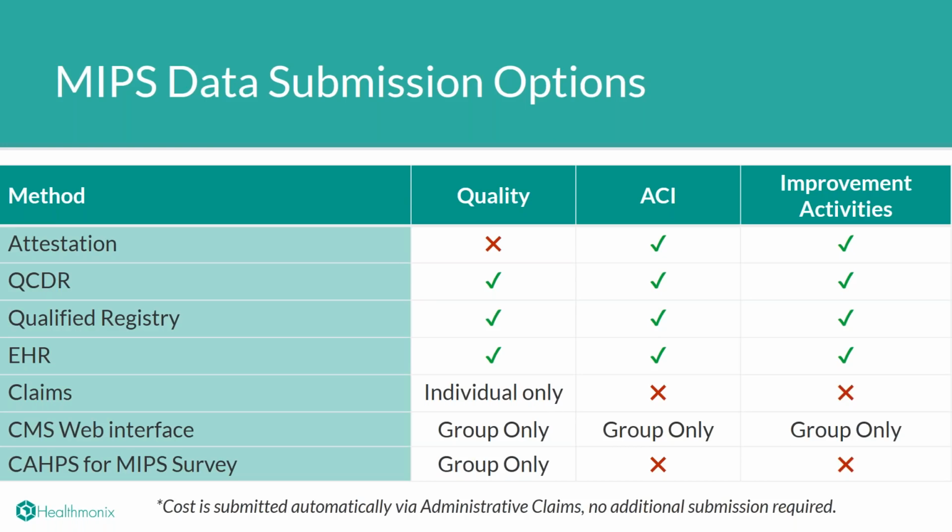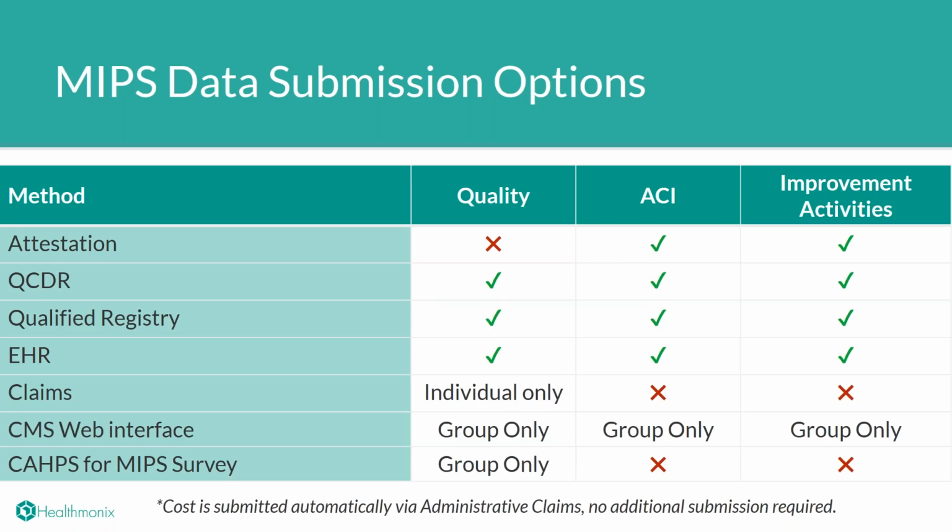For the QCDR reporting, or Qualified Clinical Data Registry, as well as Qualified Registry, which is what we are as Healthmatics, and EHR reporting, each will be able to report on all three performance categories: quality, ACI, and improvement activities. Each might have a differing number of quality measures available or ability to report on certain ACI measures based on what information your EHR has collected, but all have the opportunity to report on each performance category.